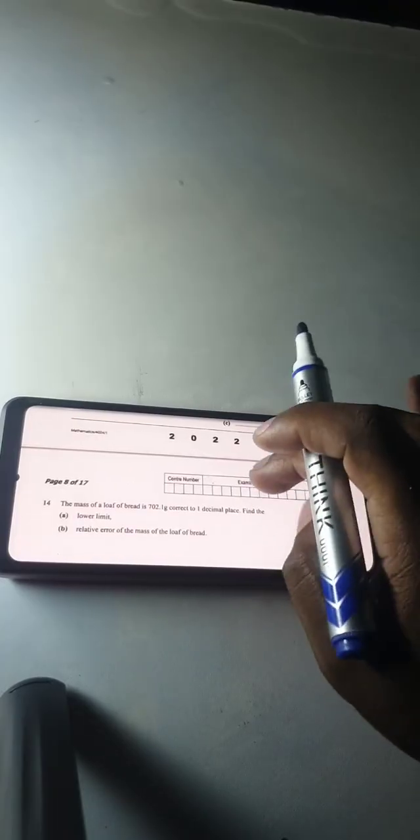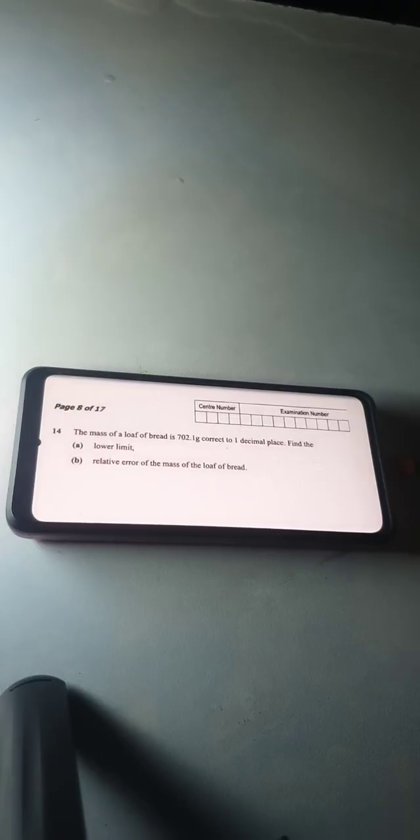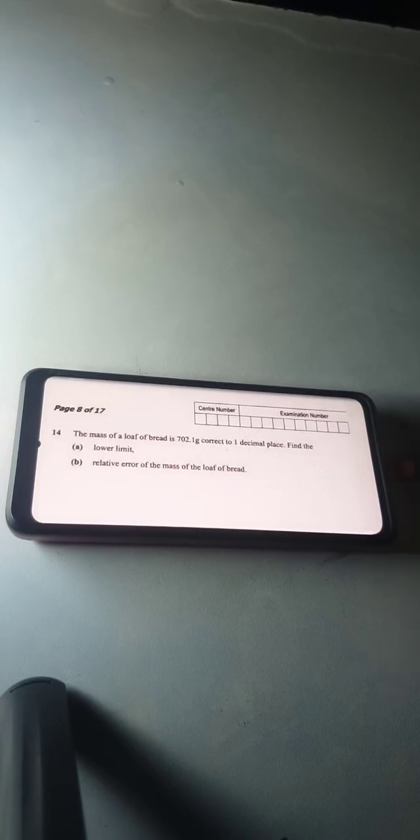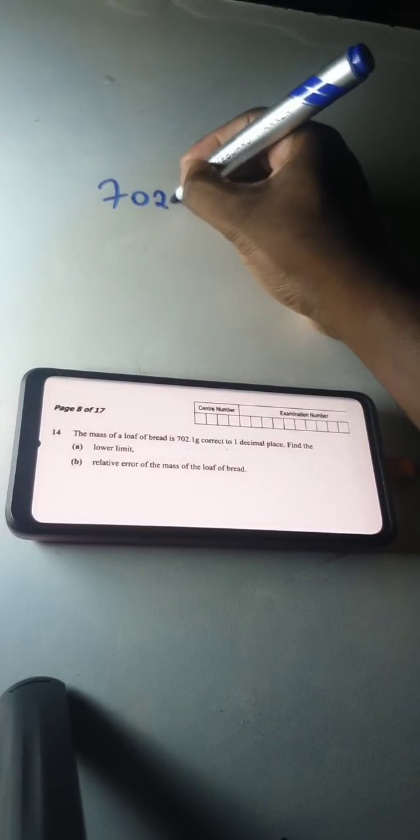Question number 14 is saying the mass of a loaf of bread is 702.1 grams. Find the lowest limit. Very good. Find the lowest what? Limit.